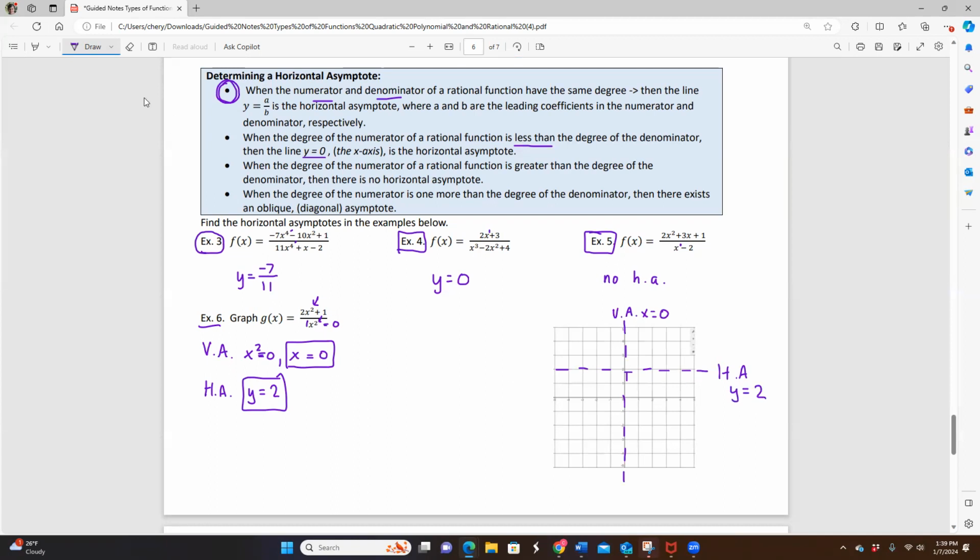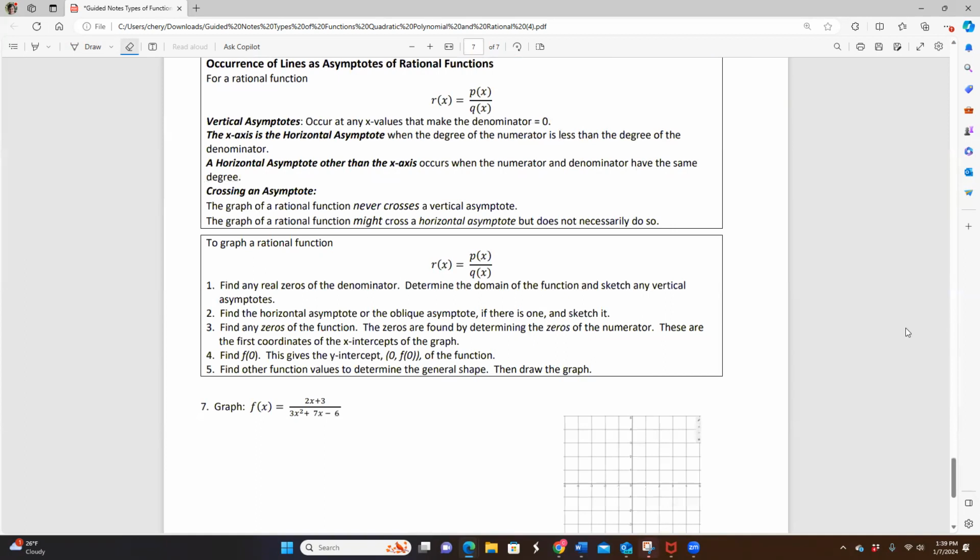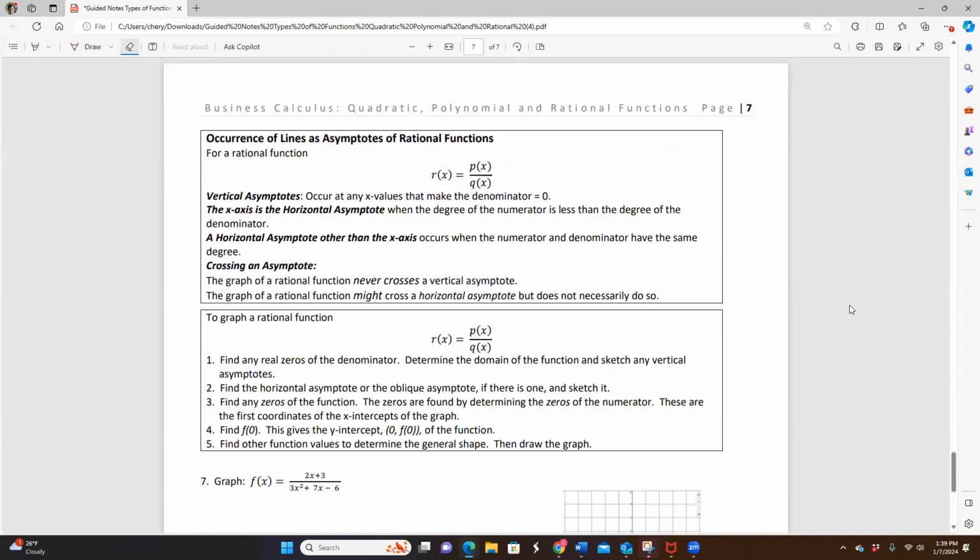Now, before we try to graph the rest of this, we're going to look at some graphing techniques which are listed below. So let's keep doing that. So this talks a little more about asymptotes. Let's skip down to our ways of graphing a rational function. So our second box here says that for the rational function p of x over q of x, we find any real zeros of the denominator, and that will sketch our vertical asymptotes.